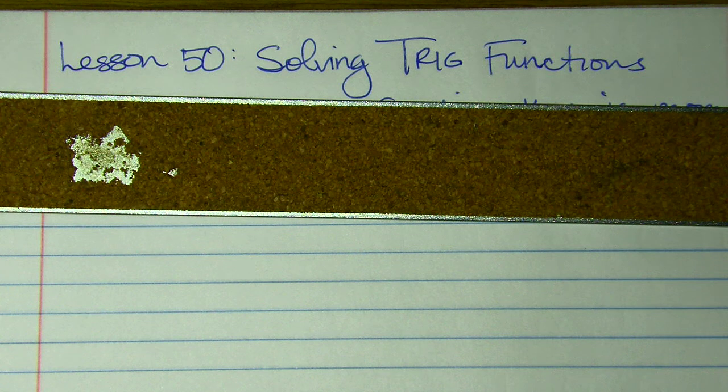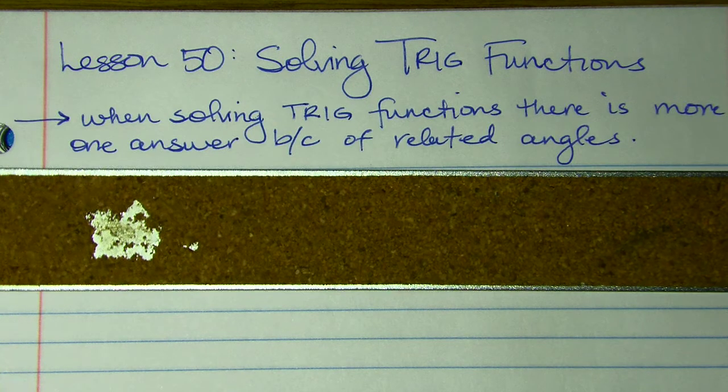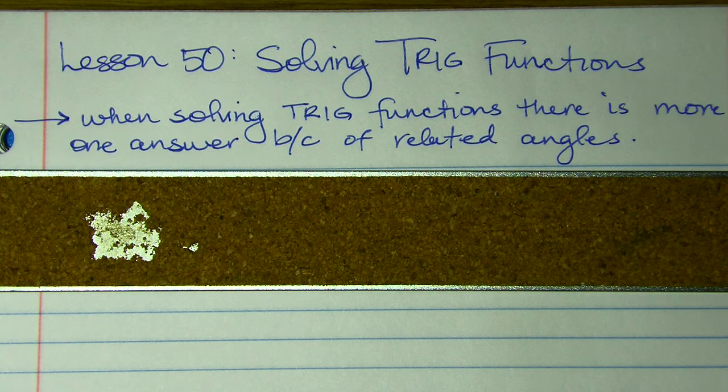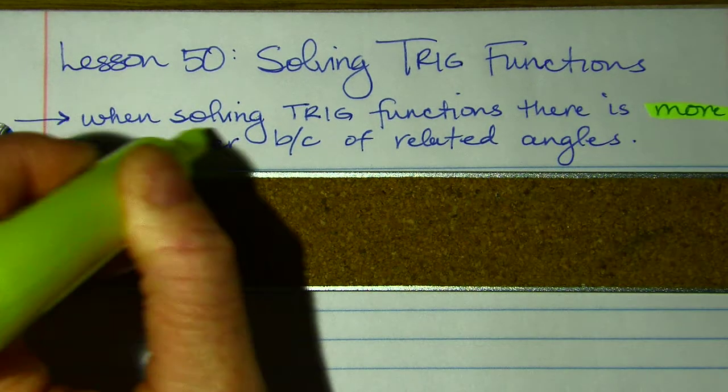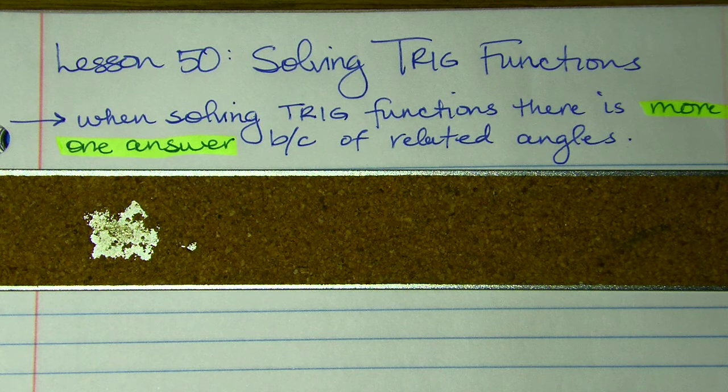I'm going to cover lesson 50, which is pretty simple and short. But we are going to begin solving trig functions. So not evaluating, we're going to be solving trig functions. When we are solving trig functions, there is more than one answer because of the related angle factor. So for example, I can have 45 and 135 because they produce the same angle with the x-axis.